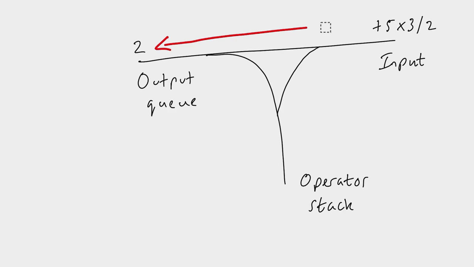The next is an operator. Well, that gets pushed onto the operator stack. And the 5 then gets pushed onto the output queue. The multiply, well, because it has a higher order of precedence than the plus, it just gets pushed onto the operator stack, and that's all that happens. The 3 gets pushed onto the output queue.